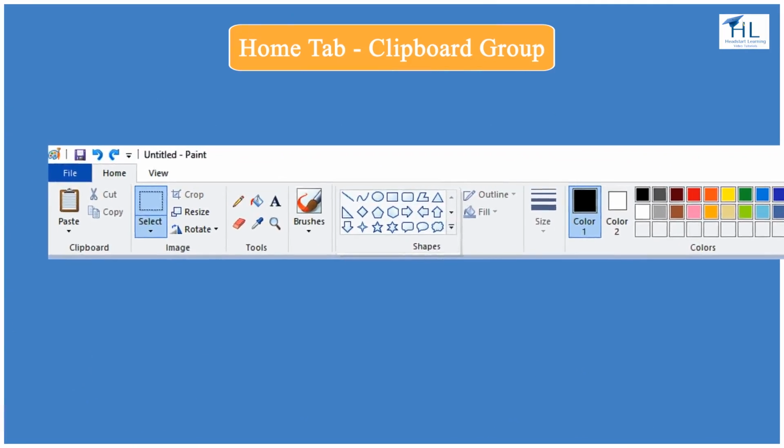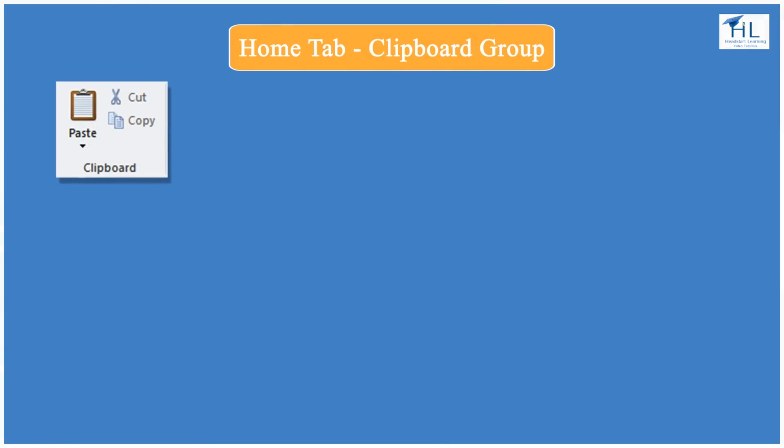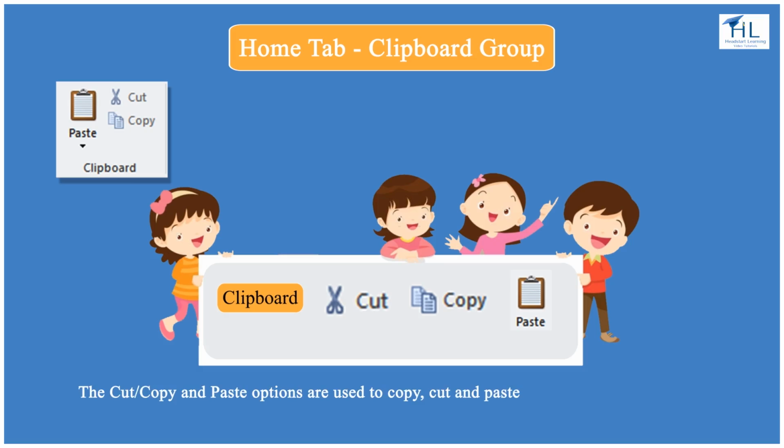The first group on the ribbon is the Clipboard group. This group offers 3 options: cut, copy and paste. Do you know the functions of these buttons? Yes, these tools are used to copy, cut and paste the drawing from one place to another place on the drawing area.